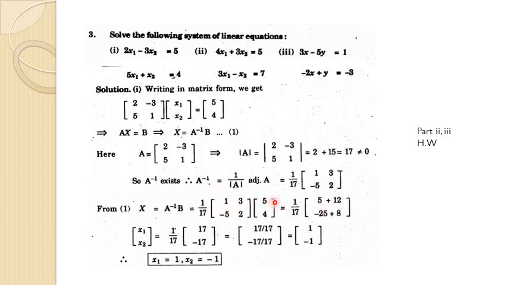You multiply: 1 times 5 is 5, 3 times 4 is 12, minus 5 times 5 is minus 25, 2 times 4 is 8. Then add: 17, minus 17. Then multiply with the whole matrix 17 upon 17, so 1, minus 1. You can see that this is of order 2 by 1, again of order 2 by 1, so this matrix and this matrix can be equal. x1 is equal to 1 and x2 is equal to minus 1.